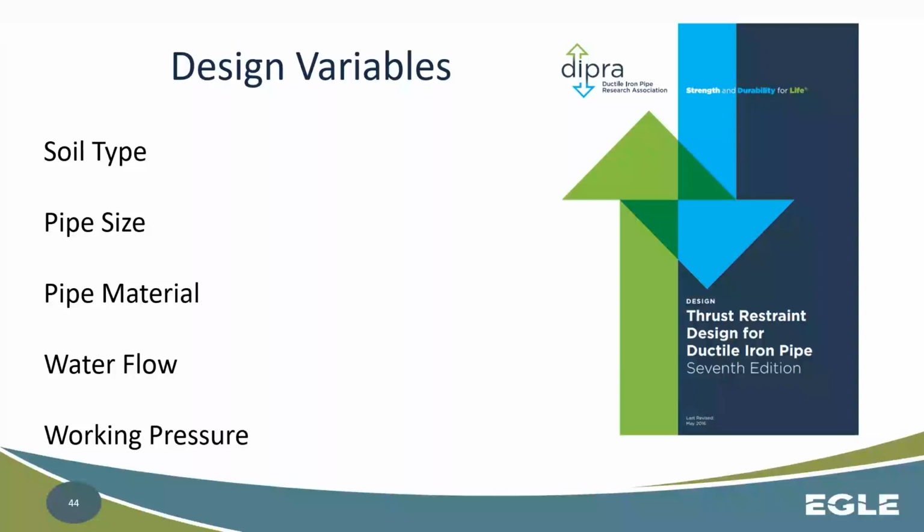I don't remember if I included it or not, but things to consider as you're going through the design of restraining that thrust: soil types, pipe sizes, pipe materials, water flow, obviously directional is probably a big portion of that, and then working pressure. All these things to consider. And again, there is material out there to help you through that process.